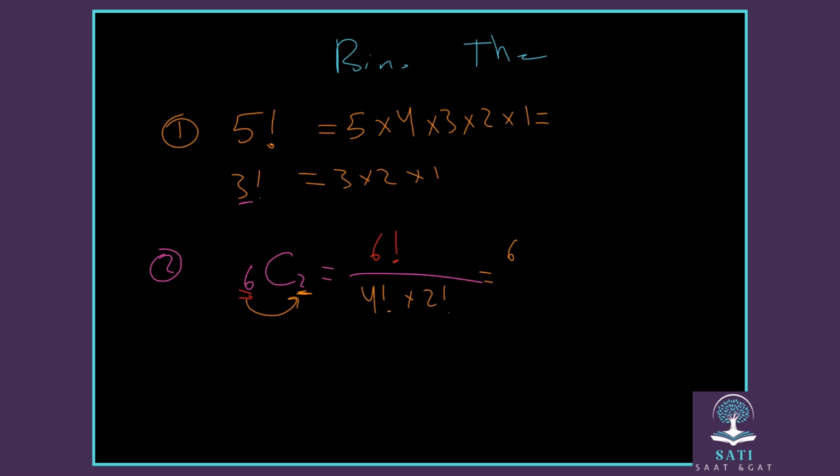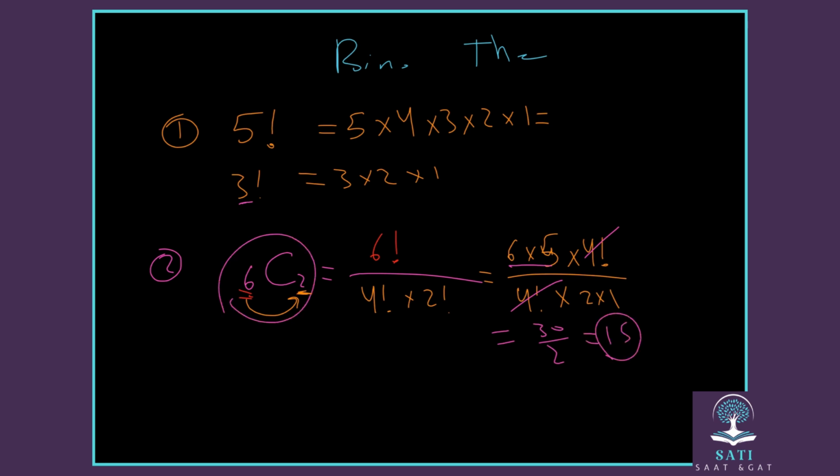Then how can you find it? 6 factorial is 6 times 5 times 4 times 3 and so on, or I can just write 4 factorial and stop. So 6 factorial is 6 times 5 times 4 factorial. You can stop because 4 factorial means the continuation. Over here, 4 factorial times 2 factorial, which is 2 times 1. Now, as you see, I can simplify easily. Now it becomes 5 times 6 equals 30. 30 over 2 equals 15. So 6 combination 2 will give you 15.